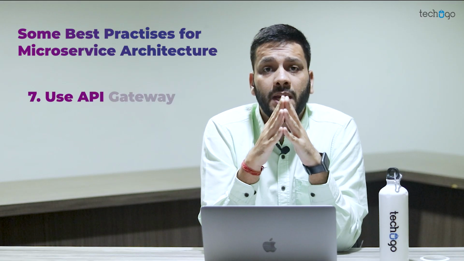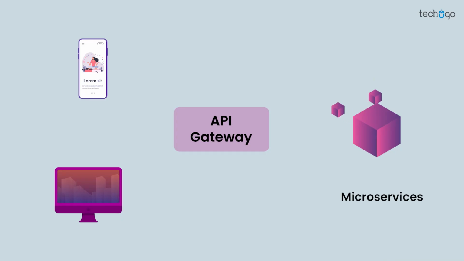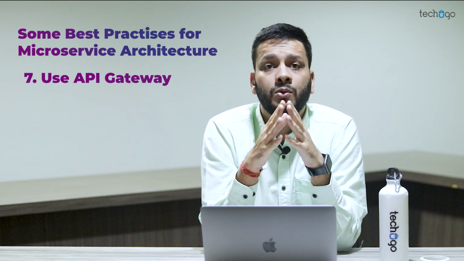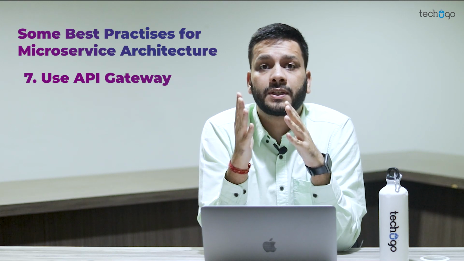Next is use API gateway. You need to use an API gateway for requests. Let the API gateway set up the rules for authentication and authorization for your microservices. You should not write these rules for each of the microservices.